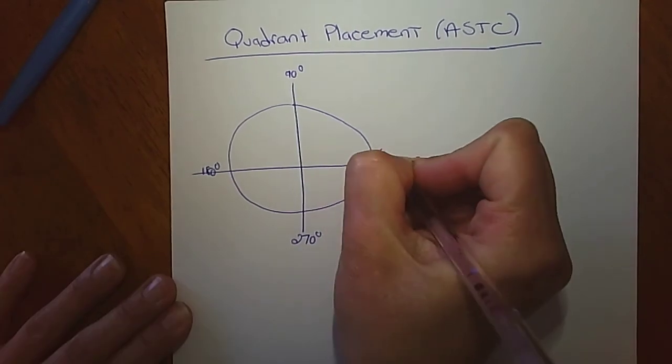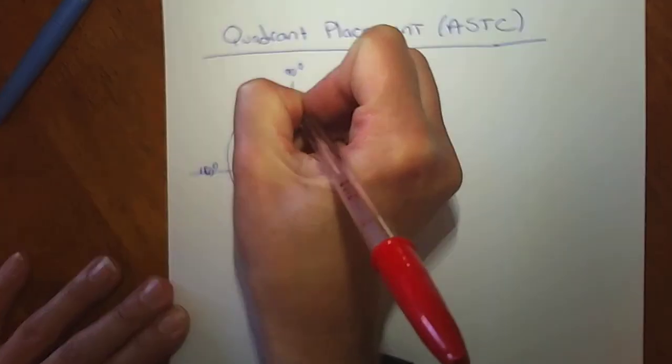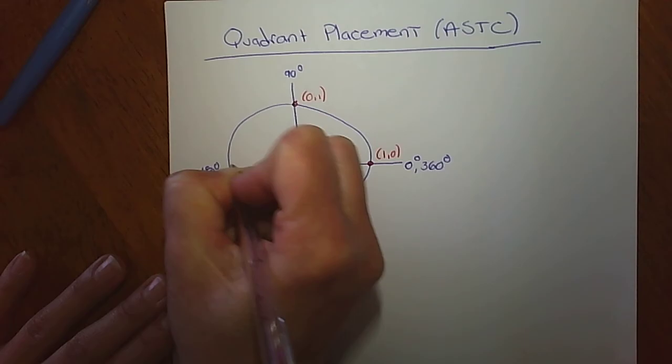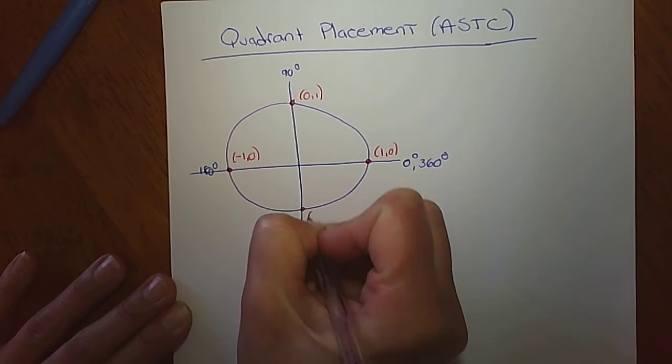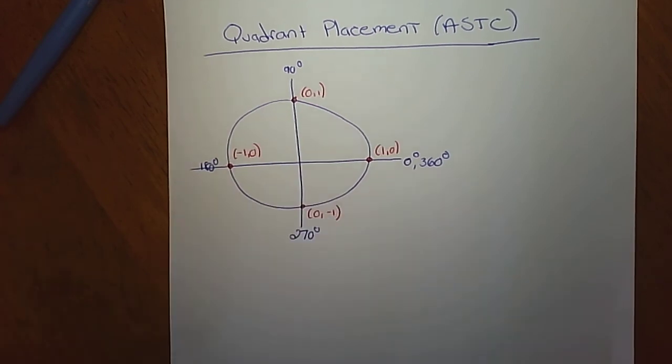This point is the 1, 0. This point is 0, 1. This point is negative 1, 0. And this point here is 0, negative 1.